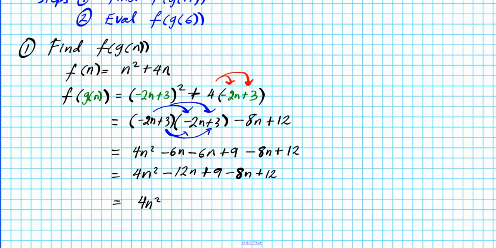All right, let's focus on the first degree terms: negative 12n minus 8n. Signs are the same, add and keep the sign. I have negative 20n, and then you combine positive 9 and positive 12, plus 9 plus 12 is plus 21. All right, and that is f of g of n.